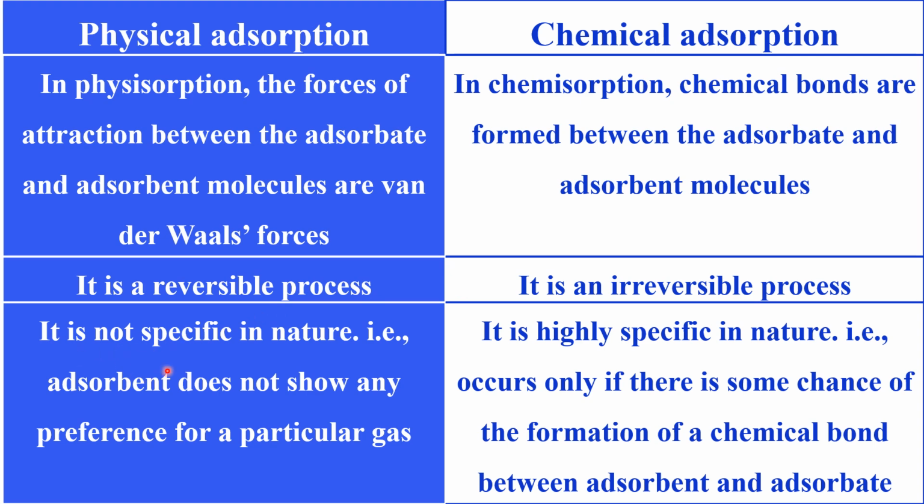Physical adsorption is not specific in nature, which means the adsorbent does not show any preference for a particular gas, whereas chemical adsorption is highly specific in nature, which means that chemical adsorption occurs only if there is some chance of formation of a chemical bond between the adsorbate and adsorbent.